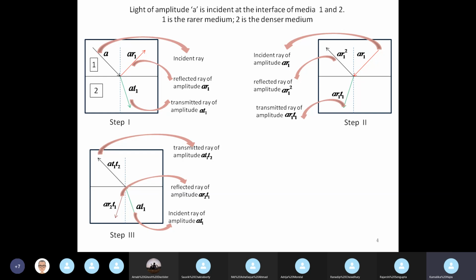Now look very carefully at step 4. Now I place one source such that my incident ray has amplitude AR1.